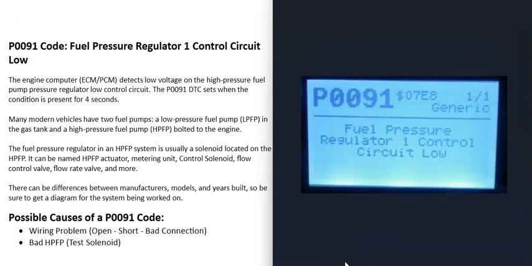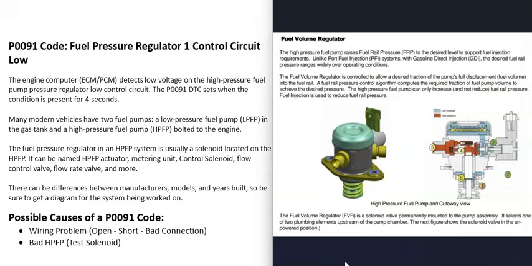And so what are some possible causes of a P0091 code? Well, the main thing that's going to cause this is either that the solenoid located on the high pressure fuel pump has gone bad, or the wiring going to it. So there are some different ways you can go about troubleshooting this. You can test the wiring going to the solenoid to be sure it's good, that there's no open, no short, it has good connections, things like this. Or you could test the solenoid and check to see if it has gone bad.